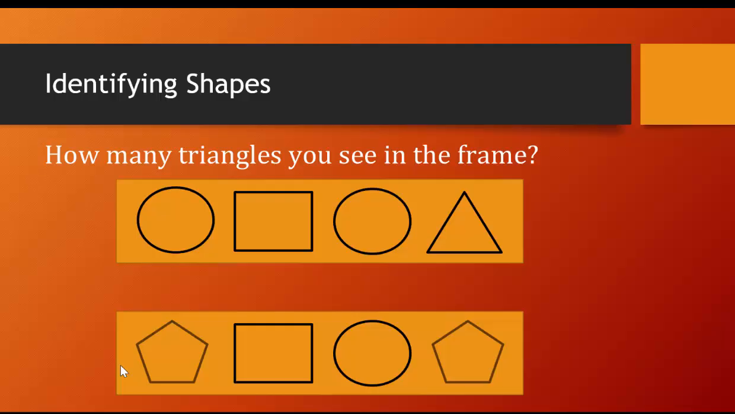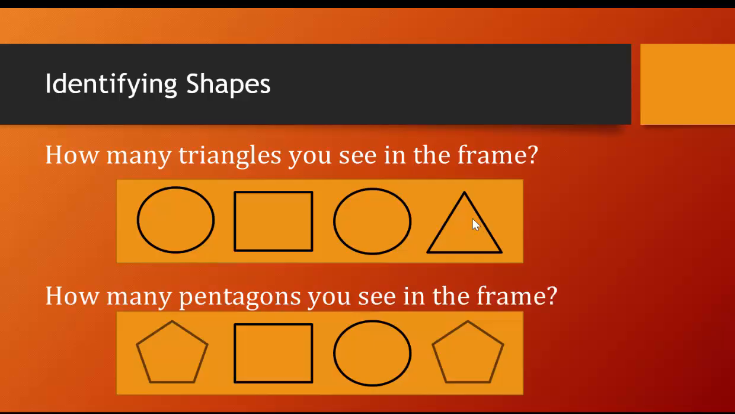So we are now going here. We are asking how many triangles you see in the first frame. So students can see here that only one triangle. This is the triangle here. And then the next question is how many pentagons you see in the frame. So one here, another here. So 2 pentagons.